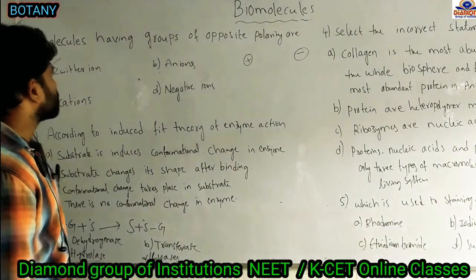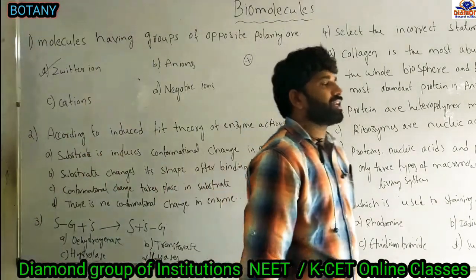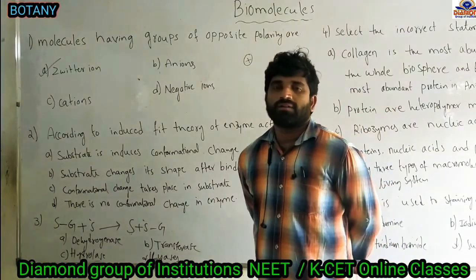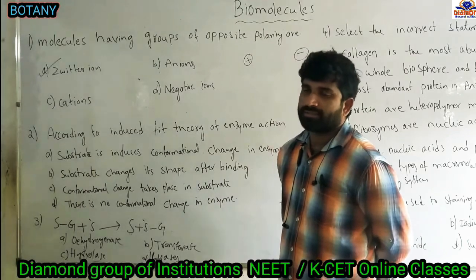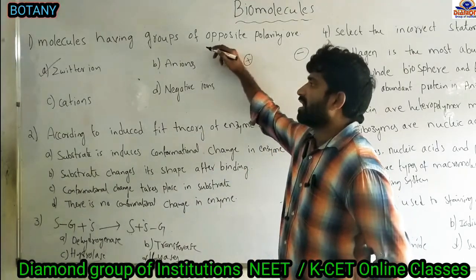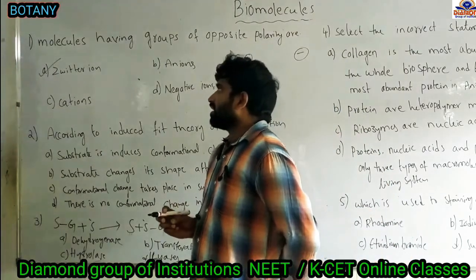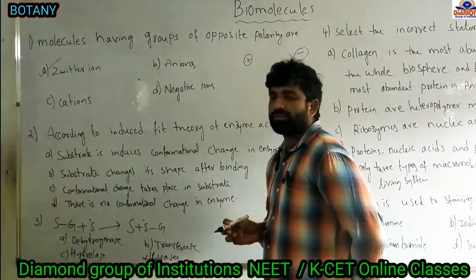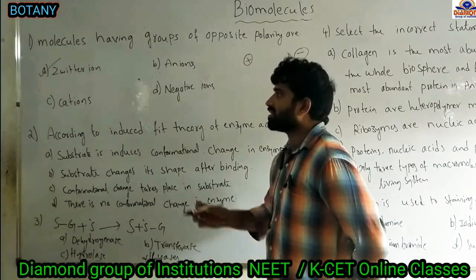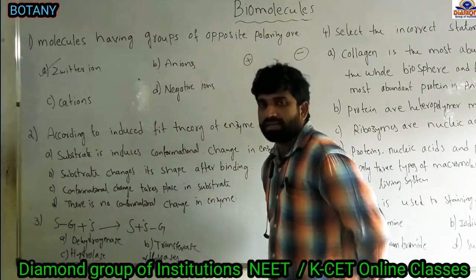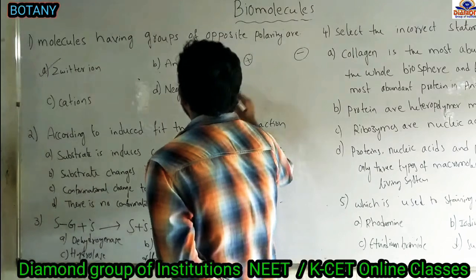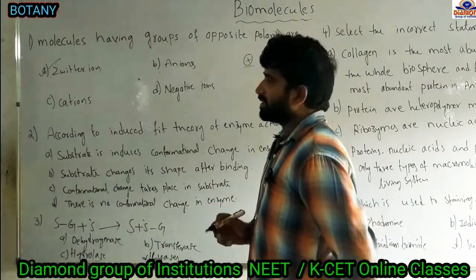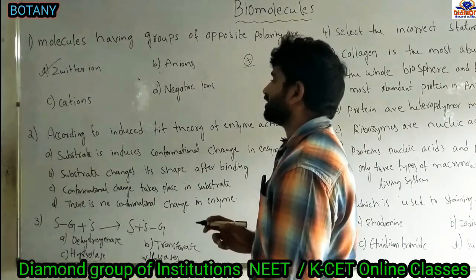Direct question only. Some of the molecules at the time of formation of amino acids, in the conversion of nitrates into amino acids, or otherwise ammonium ions being converted into amino acids, show some intermediate stages. Those intermediate stages contain both positive charge and negative charge in a single molecule. That is called a zwitter ion.